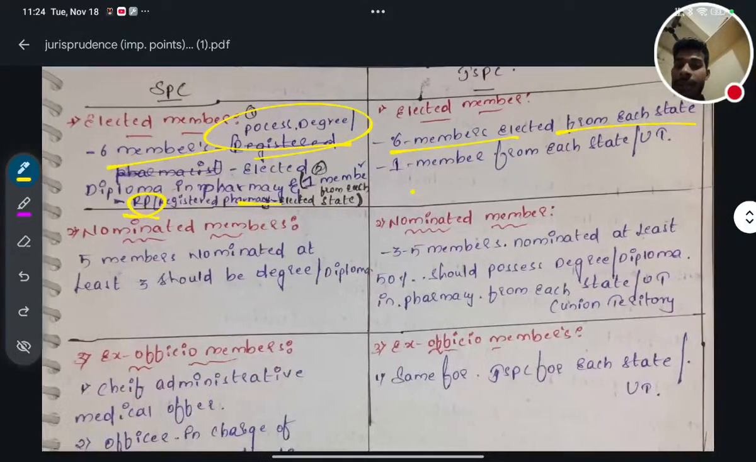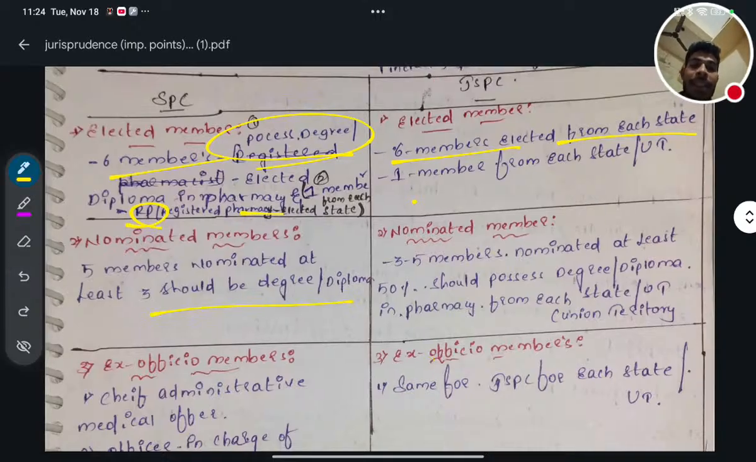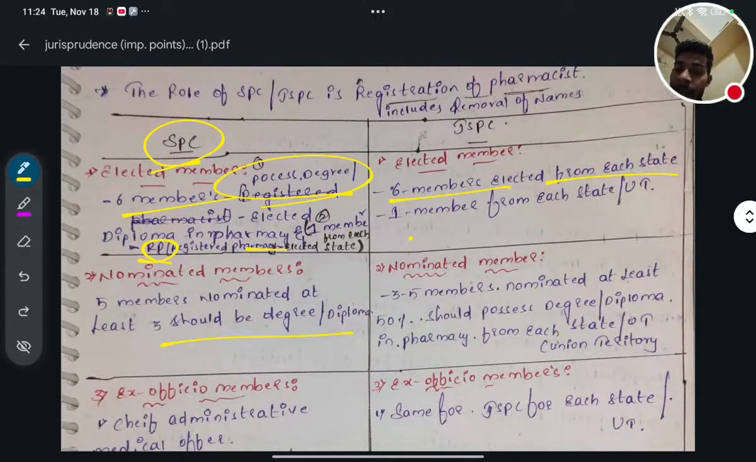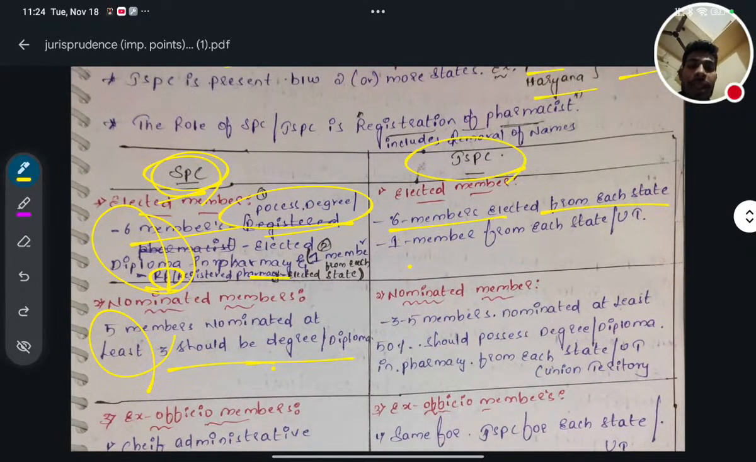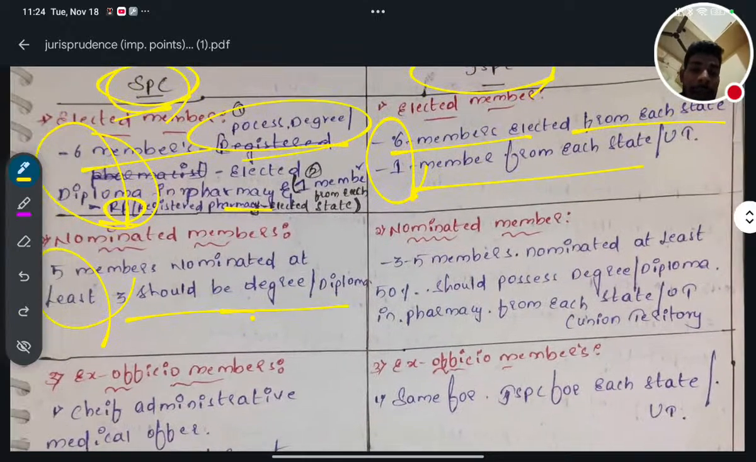So nominated members: 5 members nominated, at least 3 should have a diploma degree. In the case of the State Pharmacy Council, 7 elected members and 5 nominated members. And in the case of the Joint State Pharmacy Council, 7 elected members, but how many nominated members? 3 to 5 members nominated, at least should have a degree such as a diploma in pharmacy, from each state or union territory.